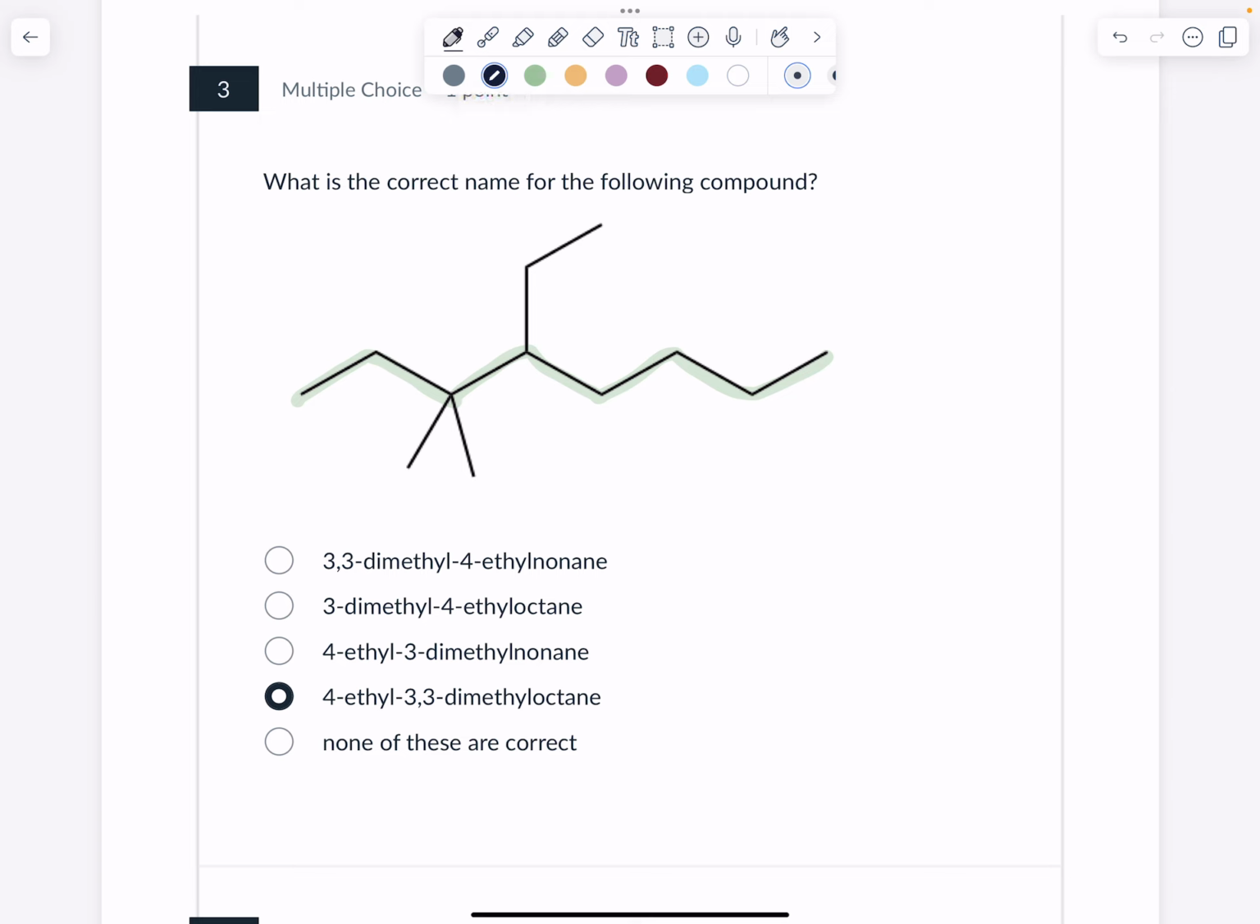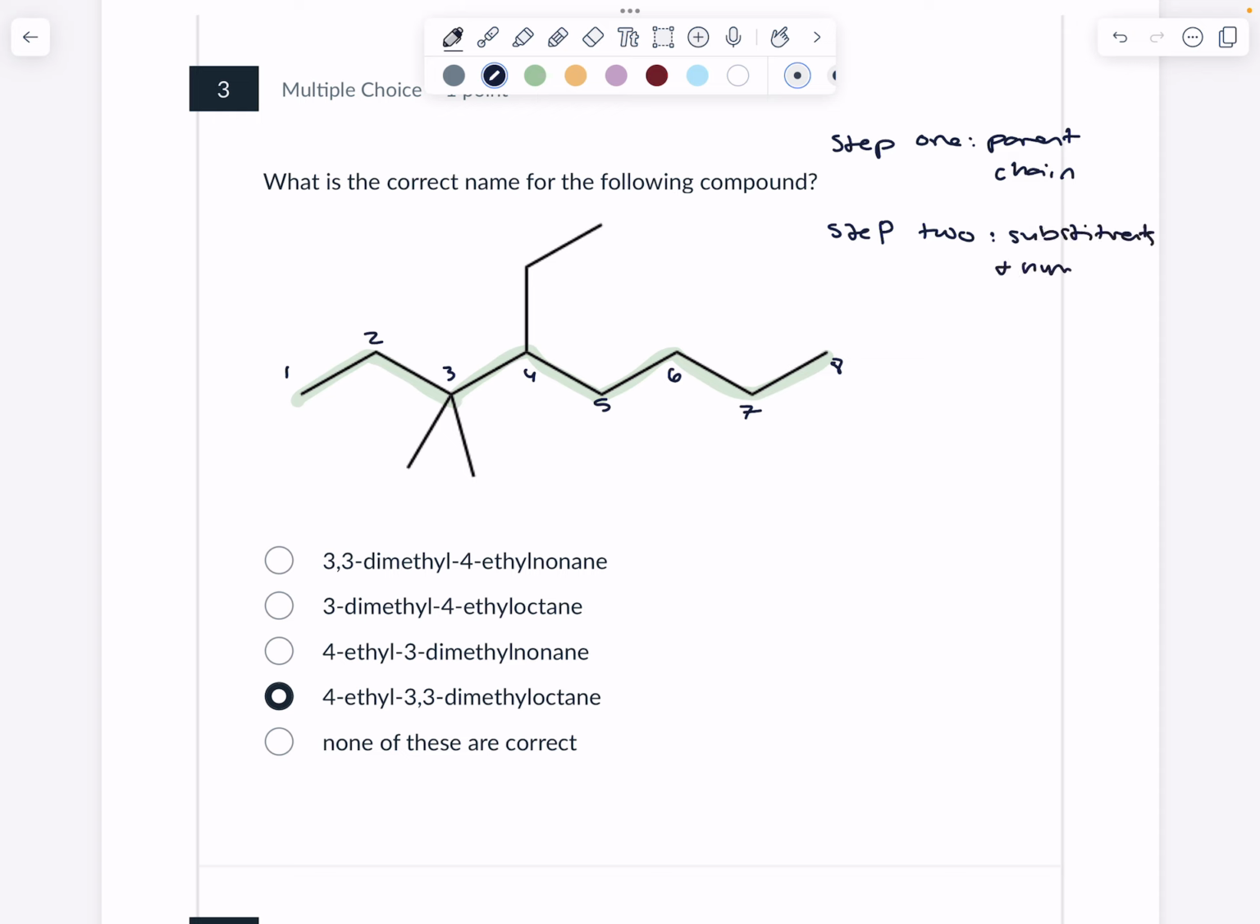Now the next thing you can do is number both directions to see which one gives you your lower substituents, because the first step, maybe I should write that out for you. I do 3 steps. Step 1 is find the parent chain, which we did. Step 2 is find the substituents and number them. Because oftentimes you can't number the parent chain until you've found the substituents. So I numbered it from right to left, but I usually will also number it the other direction just to make sure I have both options.